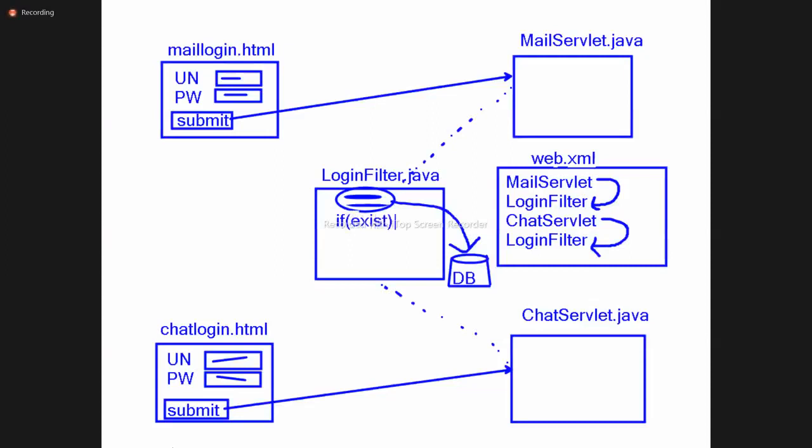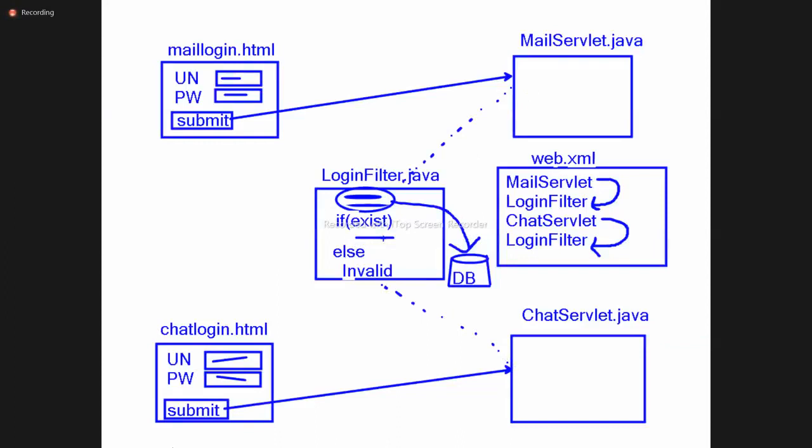are we writing here the mail servlet URL pattern? No. What are we writing? Filter chain. Okay. Now here we are not writing the URL pattern of the mail servlet or the URL pattern of the chat servlet. What we are writing is filterChain.doFilter.